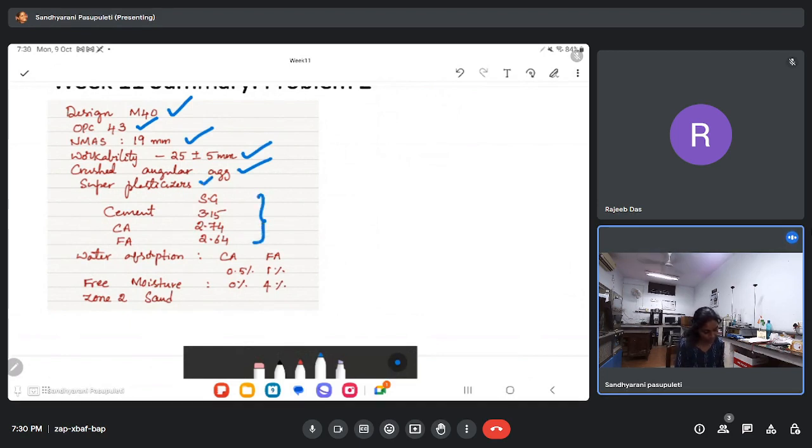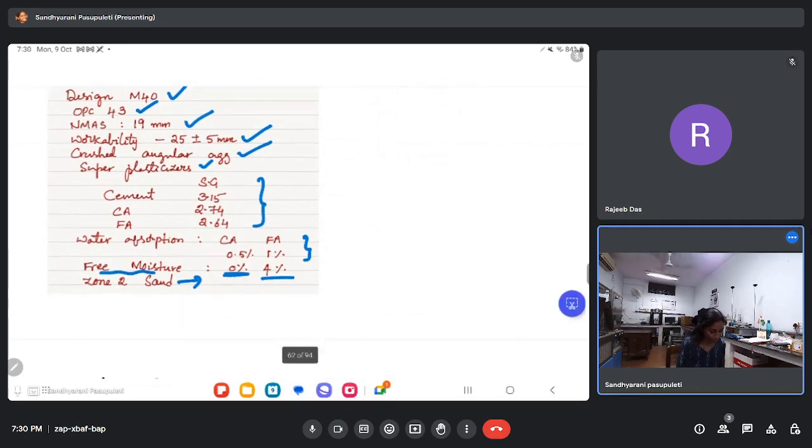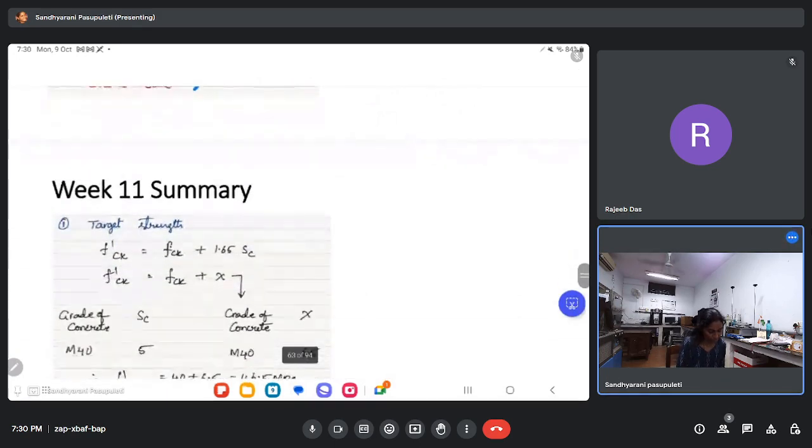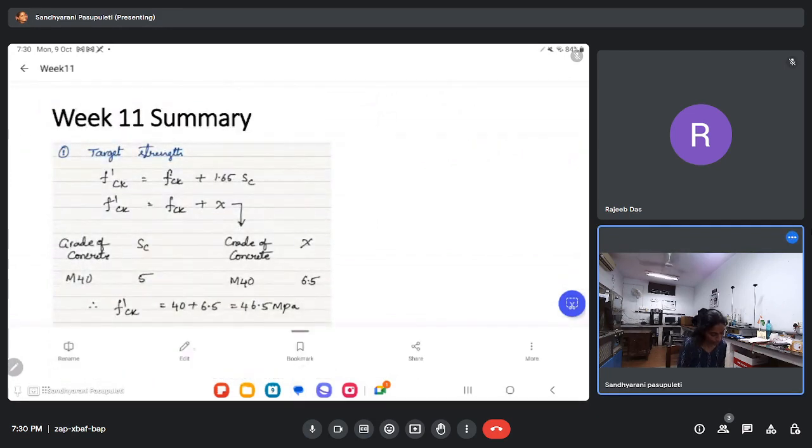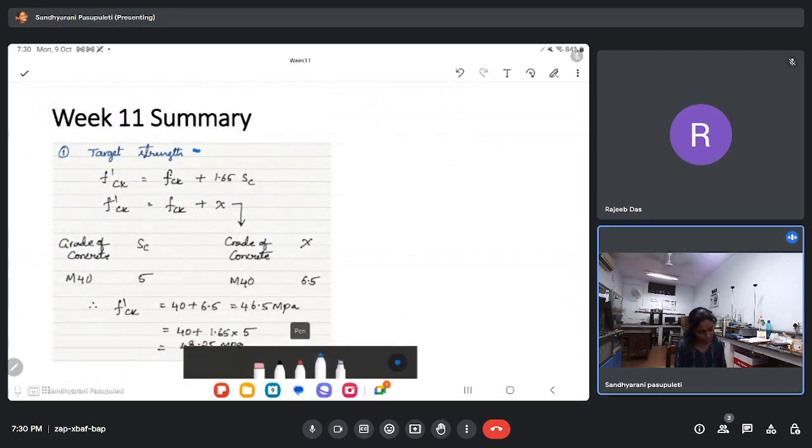These are the specific gravities and water absorptions. And it was mentioned that it is a zone 2 sand. On the surface of the coarse aggregates, there is no free moisture, 0%. But on the surface of fine aggregates, there is some free moisture of 4%. So as we know, always the first step is to calculate the target strength.